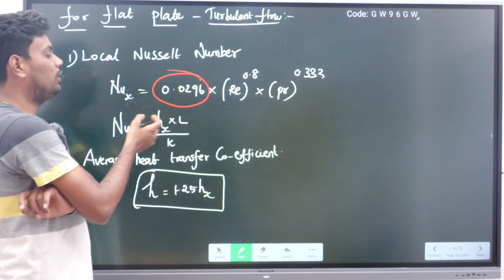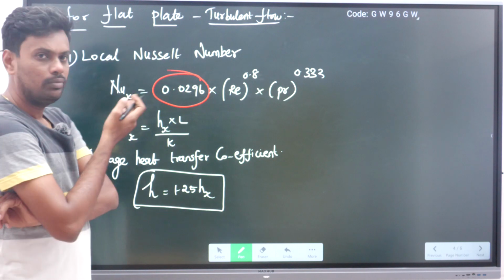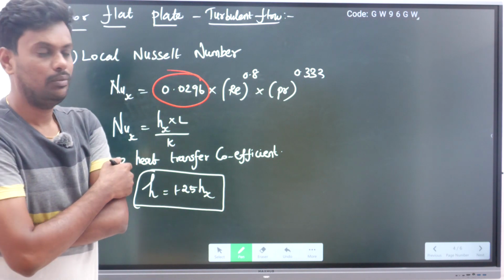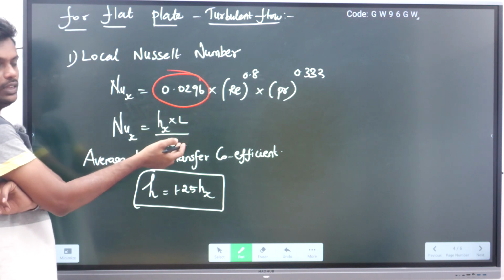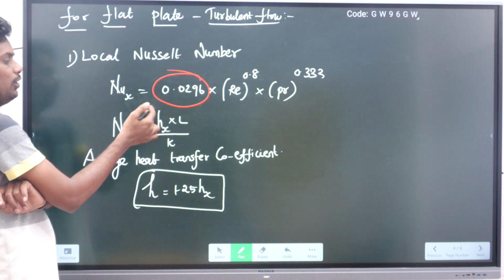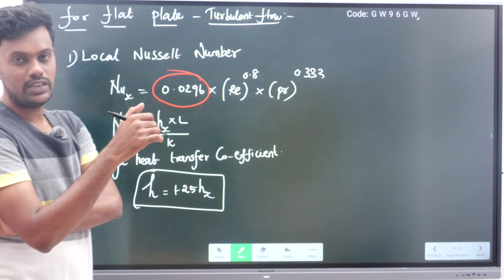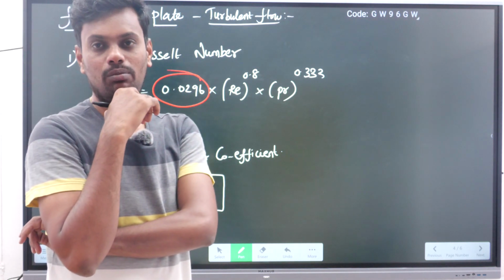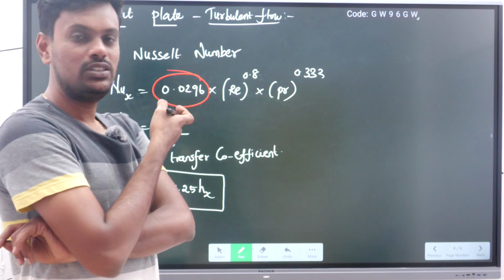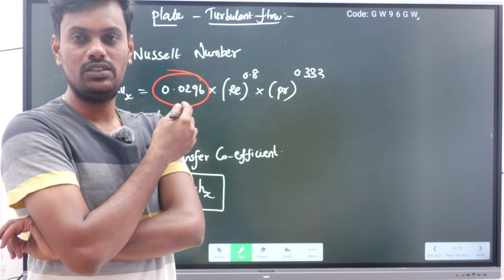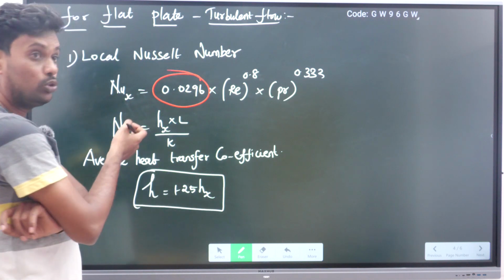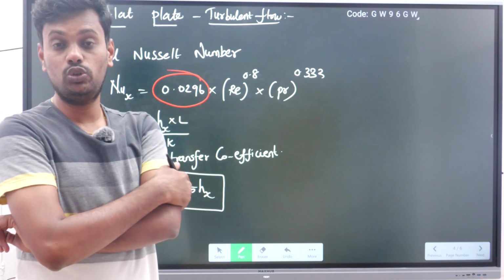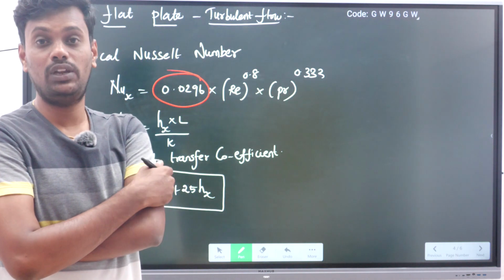They will just give it and ask us to find the heat transfer coefficient only. So this Nusselt number formula you should always remember: Hx into L by K. After finding that, we can find this Hx. You will all understand while we solve the numerical problem. After completing this, I will solve one numerical problem based on this, and then you will understand why we are studying this topic and how to solve problems on it.